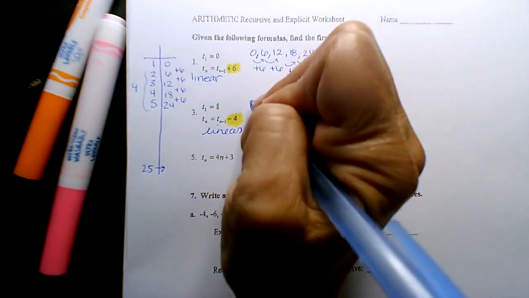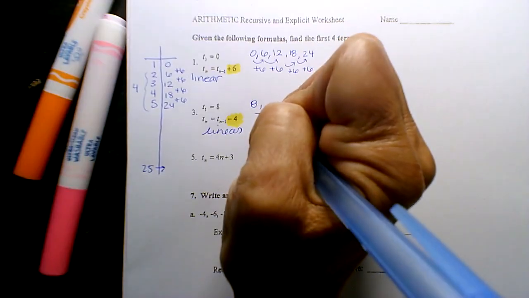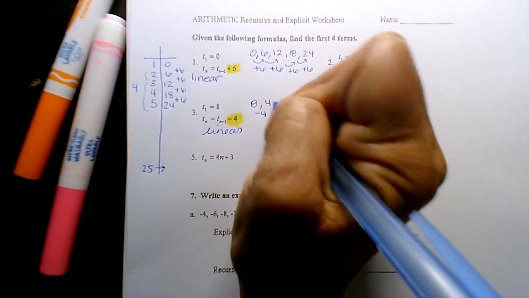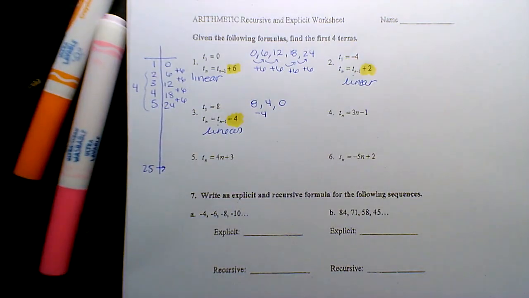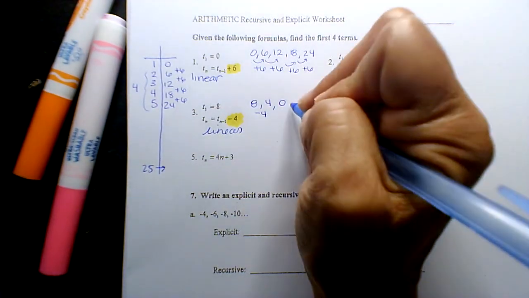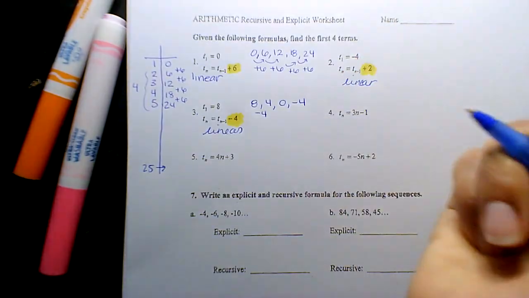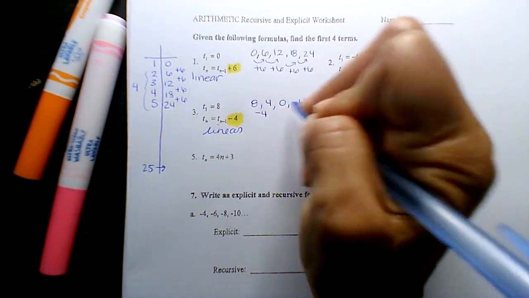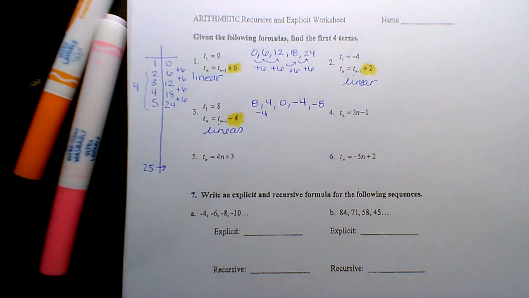Okay, so if I start at 8, subtract 4, 4. Subtract 4, 0, right? Subtract 4, negative 4, negative 8. I think that's, yeah.